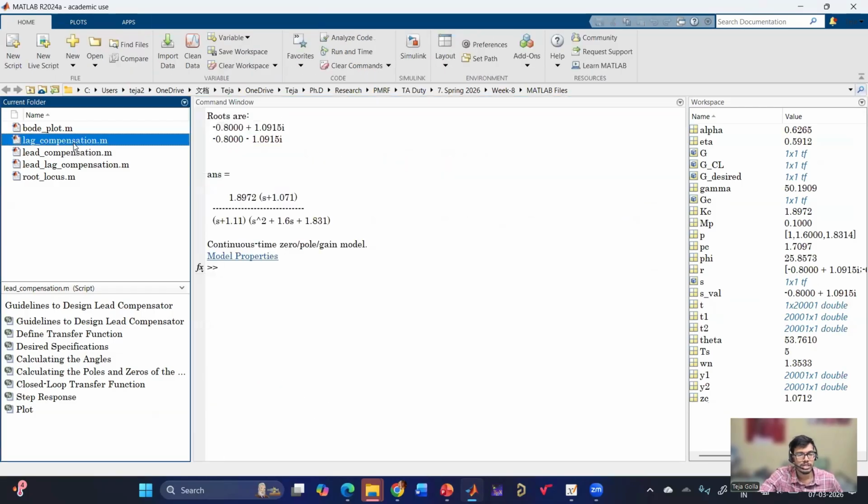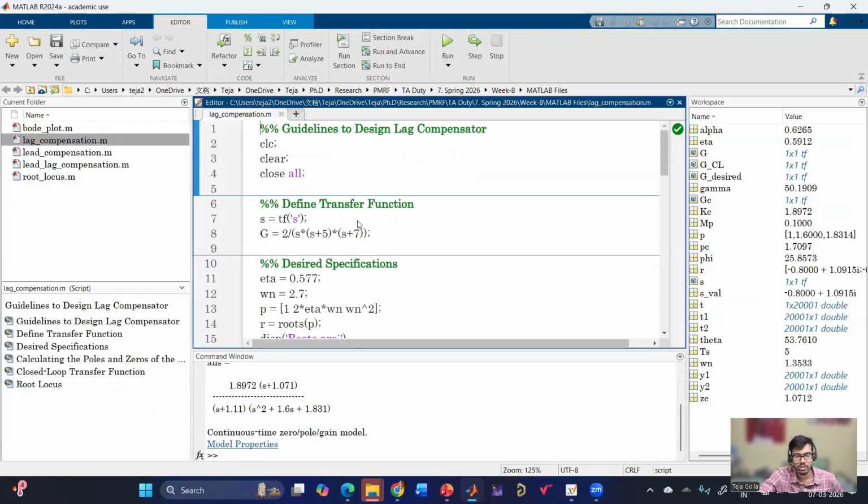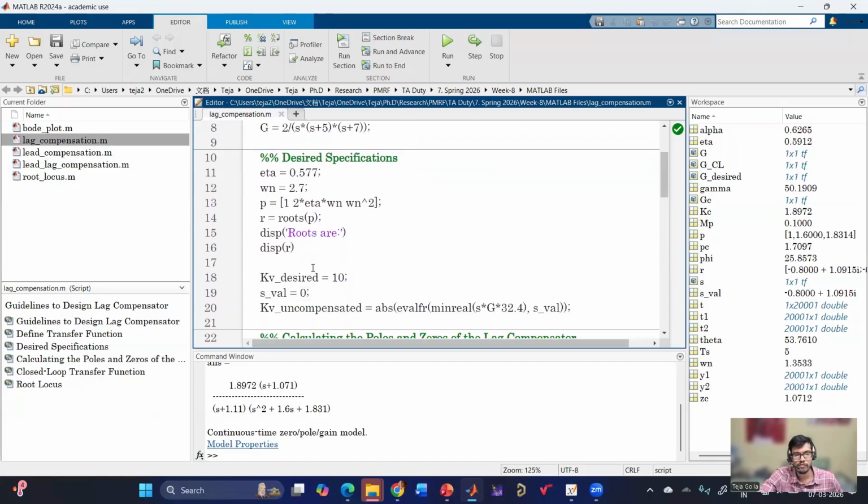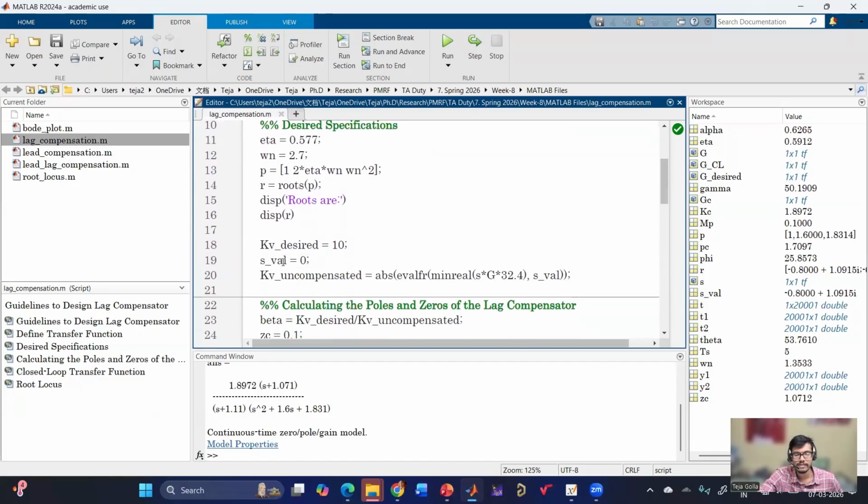Coming to lag compensation, again, the starting lines of code will be the same, where we are defining the transfer function, and then we are getting the desired pole location, and then we are seeing whether the root locus is passing through this. If not, then we will be needing lead compensation. But if it is passing, in this case it is passing, then we have to see whether the steady state error criteria is met or not.